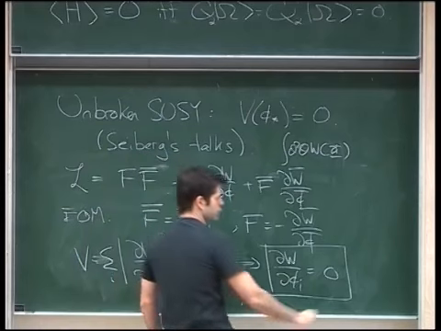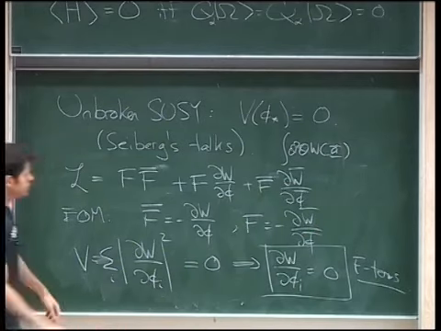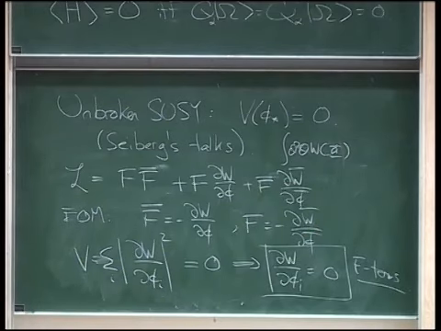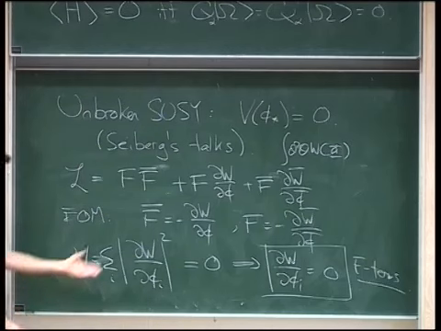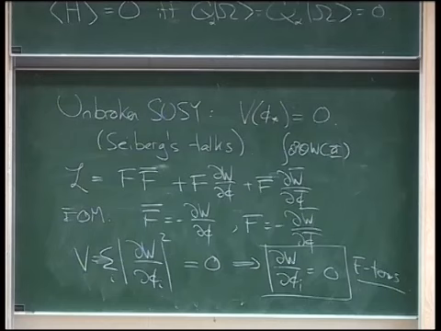And these are the F terms. OK, so that's one set of equations I need to solve to find the minimum of my potential. And notice it's an easy thing to do. I just take a derivative and solve it. OK, so that's one contribution to the scalar potential.